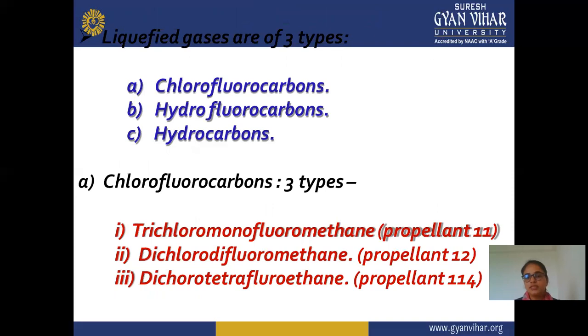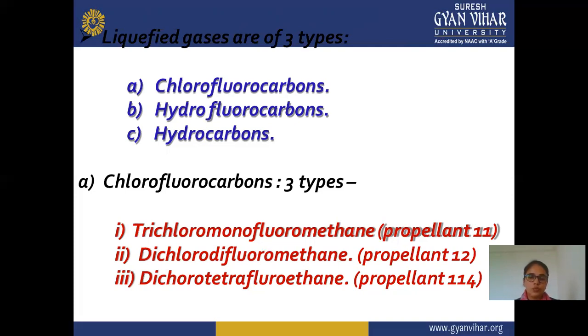Next is liquefied gases, which is further divided into three subtypes. The first type is chlorofluorocarbon, next is hydrofluorocarbon, and the third is hydrocarbon. So these are the subtypes of the liquefied gases. Your propellants are divided into two parts. In these two parts, first is liquefied gases, and these liquefied gases are further divided into three parts: chlorofluorocarbon, hydrofluorocarbon and hydrocarbon. Out of these three, the first type, chlorofluorocarbon, is further divided into three parts.